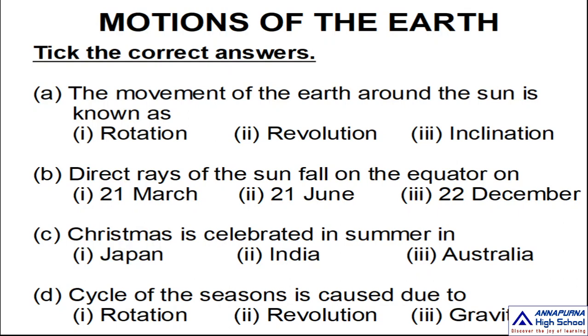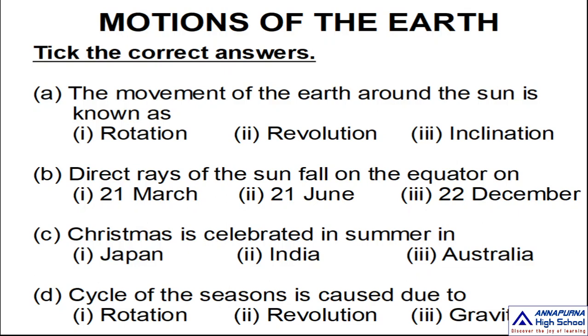At this position, neither of the poles is tilted towards the sun. So, the whole earth experiences equal days and equal nights. That's why these two dates are called equinox. Here, direct rays of the sun fall on the equator on March 21st and September 23.